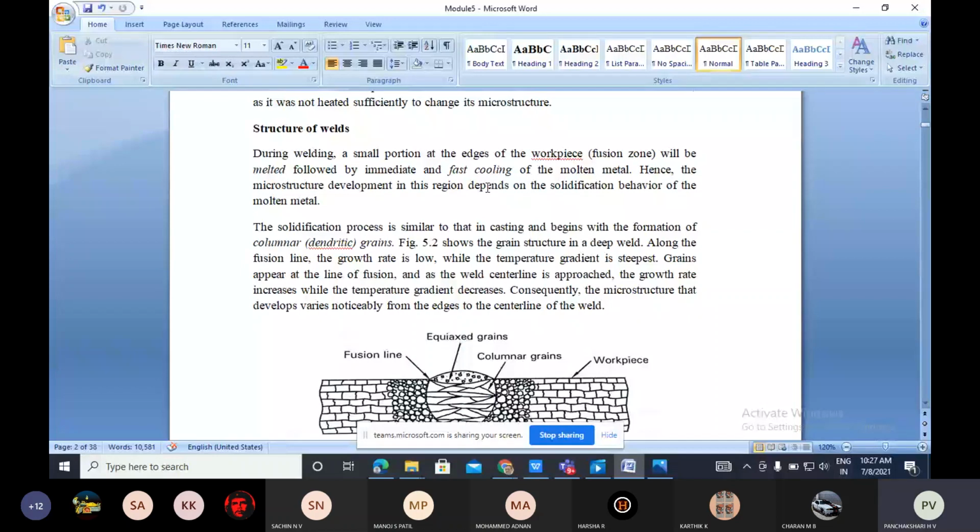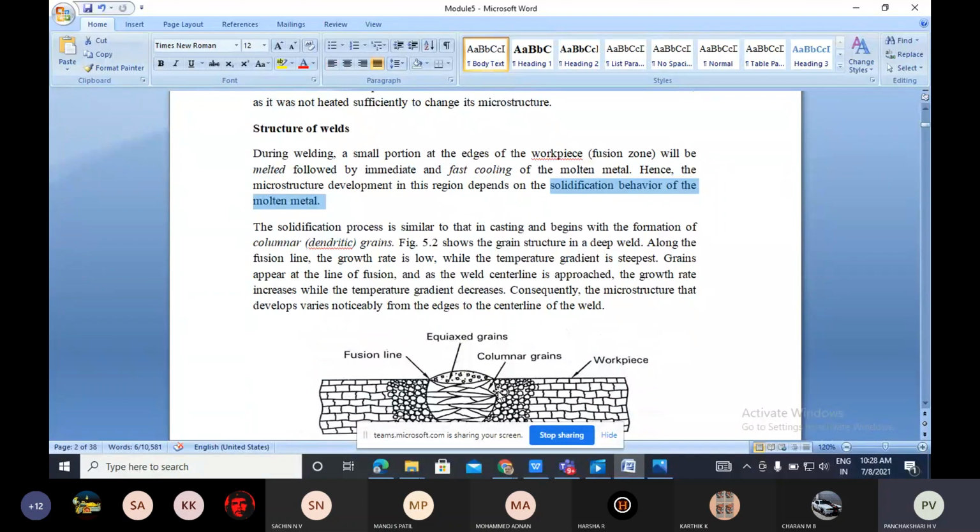Hence, the microstructure development in this region depends on the solidification behavior of the molten metal. How the solidification takes place from liquid to solid, depending upon that, the structure is obtained. Good structure means good properties, better properties we will be obtaining. If the structure is hard and brittle, and the grains are not in the required shape, then we will get undesirable properties of the materials.